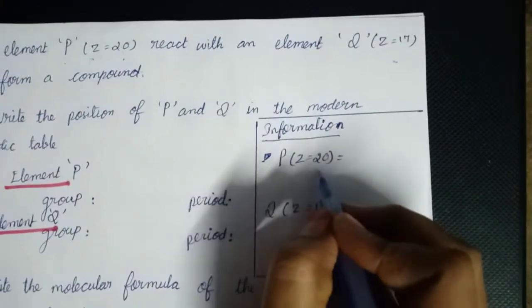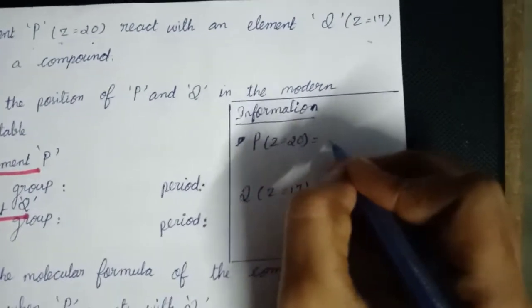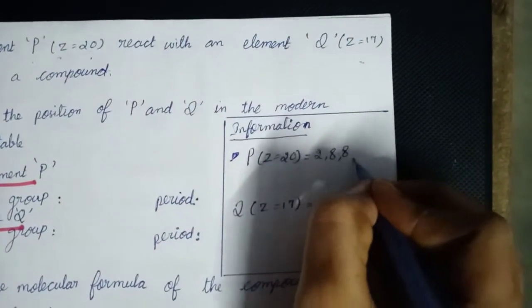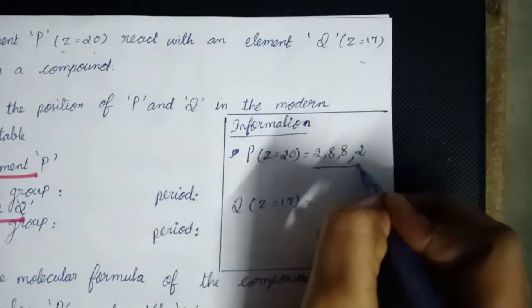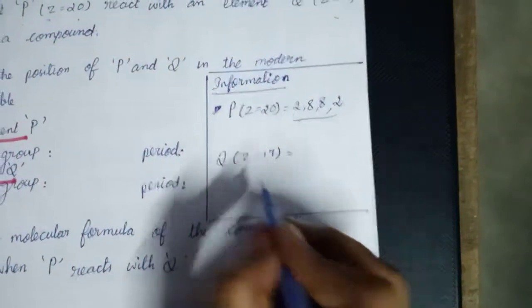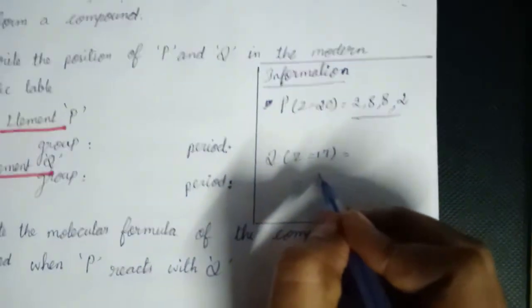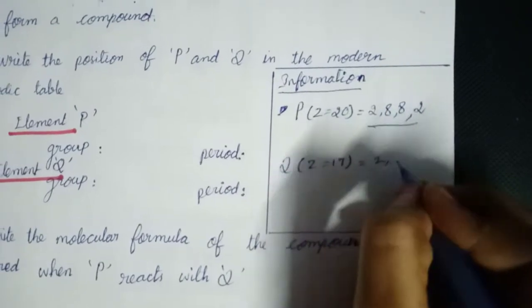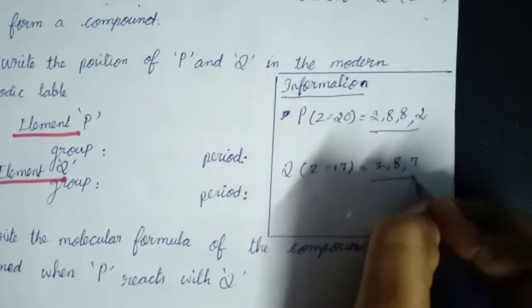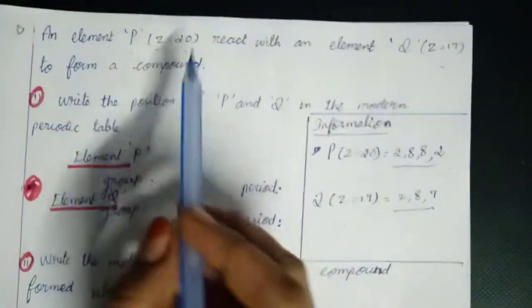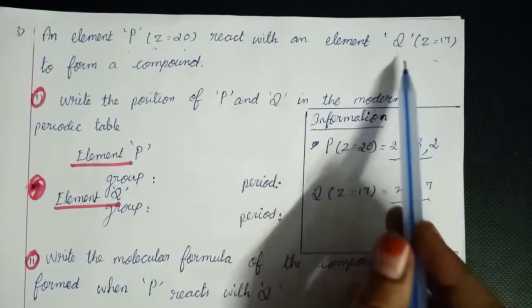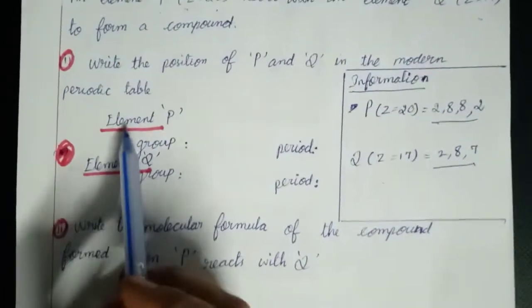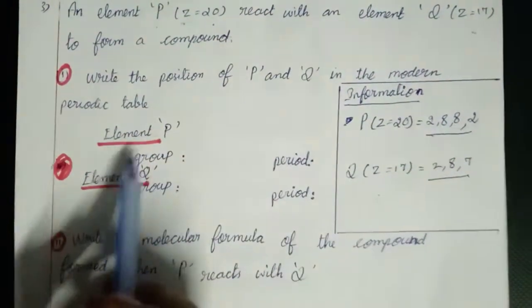So P has atomic number 20. Write its electronic configuration. What is the electronic configuration? 2, 8, 8, and 2. This is the electronic configuration of P. And Q, atomic number 17, that means it contains 17 electrons. So 2, 8, 7. Okay. So first we convert the atomic number to the electronic configuration. And first question, write the position of P and Q in the modern periodic table.